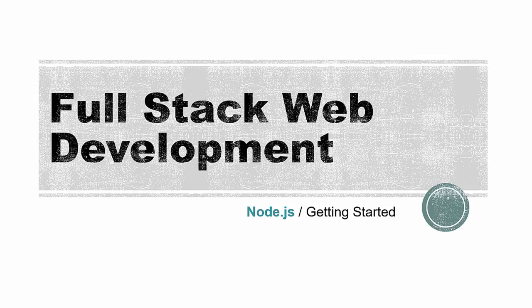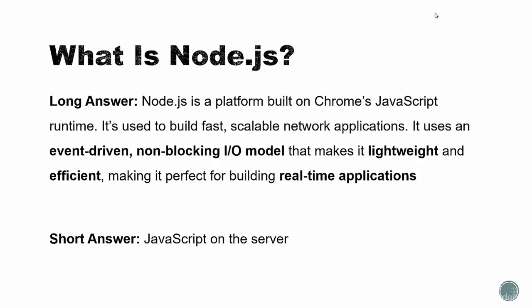All right, so we're now going to move on to talking about backend technologies. We're going to start with Node.js. The long version is it's a platform that's built on Google Chrome's JavaScript runtime, and it's used to build fast, scalable network and web applications. It uses an event-driven, non-blocking input-output model that makes it lightweight and efficient, making it perfect for building real-time applications. So the short answer is that it allows us to run JavaScript in a backend server environment.